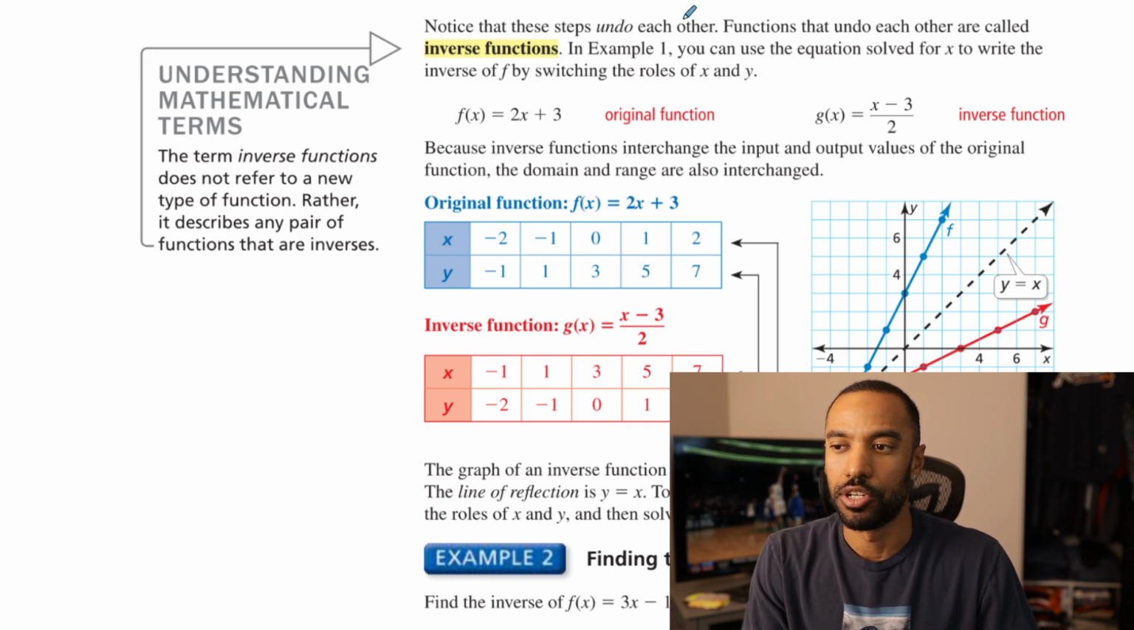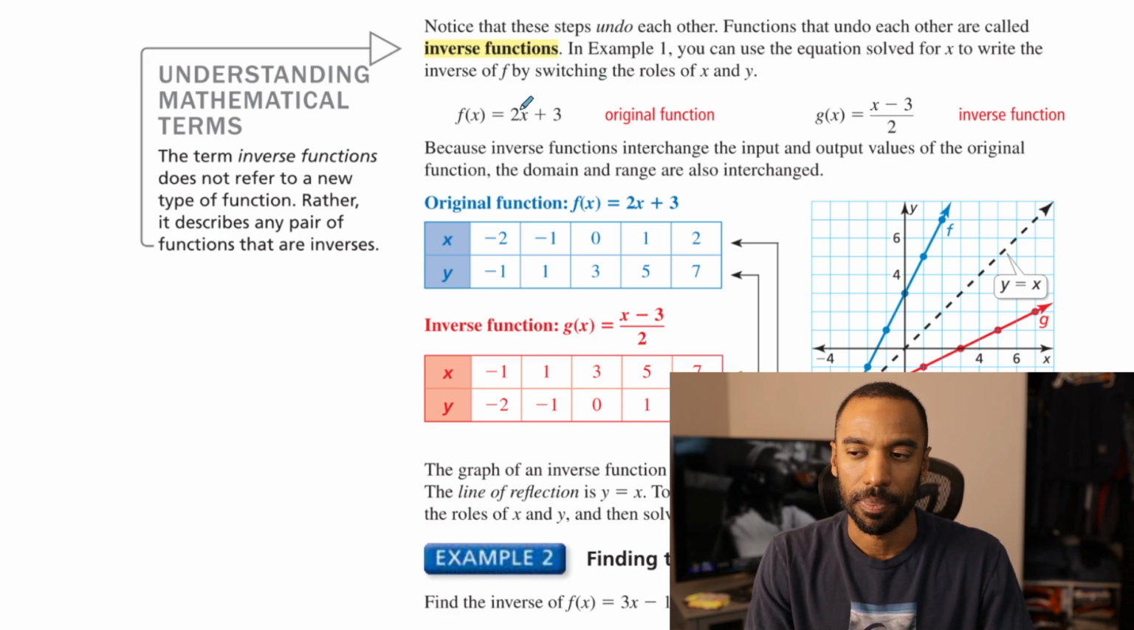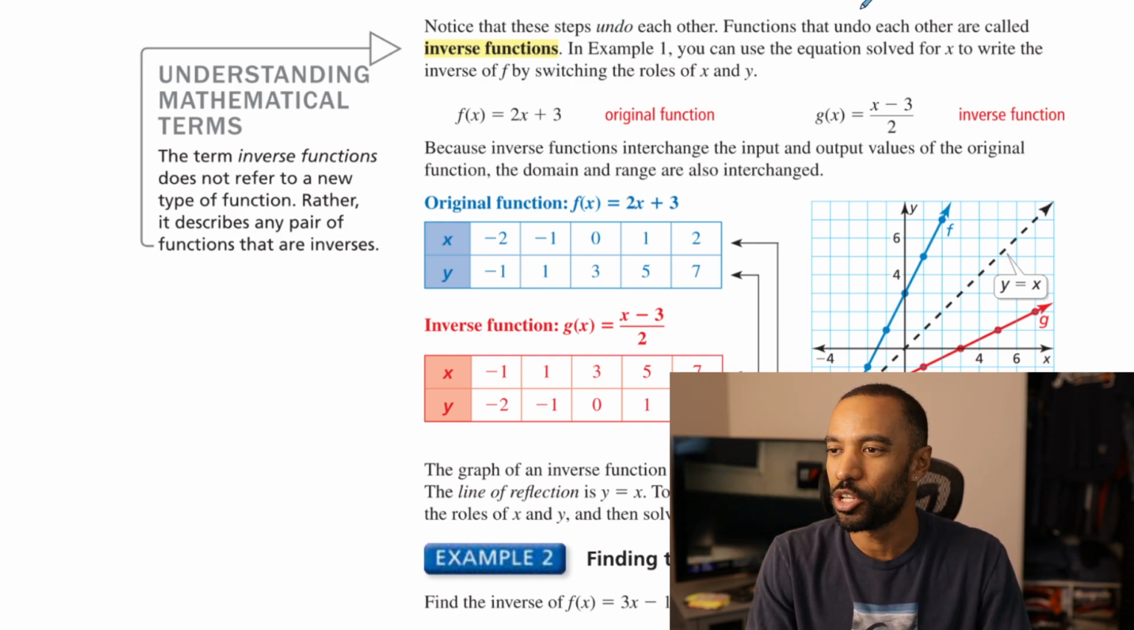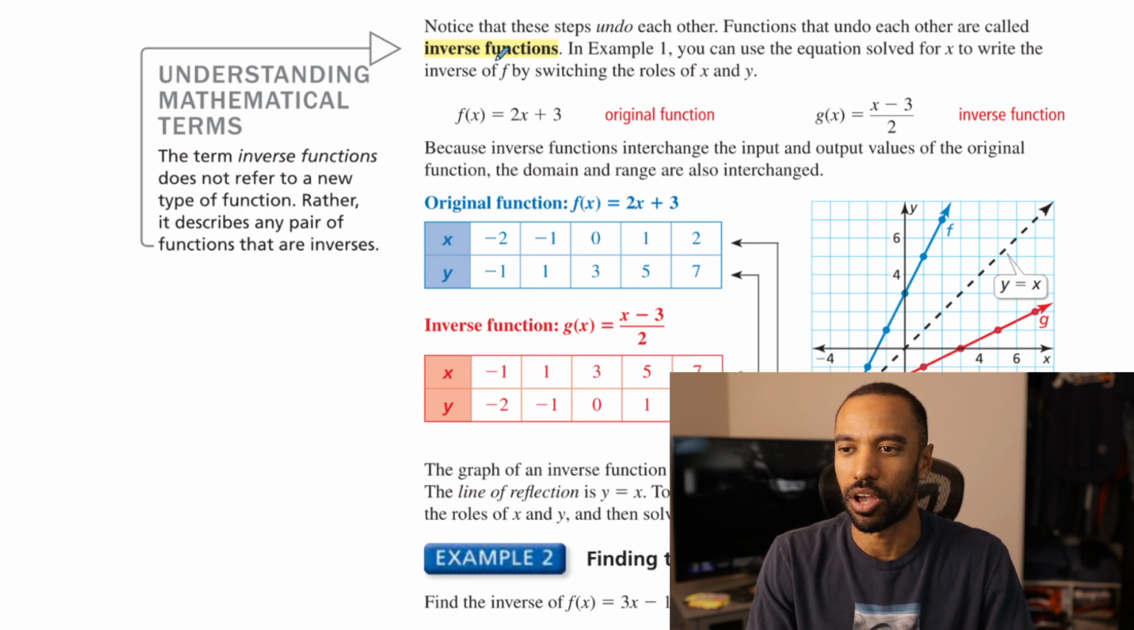Notice that these steps undo each other, right? If I multiply by 2, then add 3, and then subtract 3 and divide by 2, then I'm just left with x, something like that. They undo each other. Functions that undo each other are called inverse functions. So that's what we're looking at here. This is an inverse function.